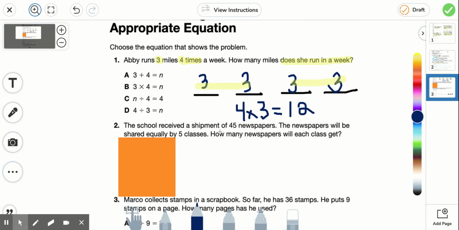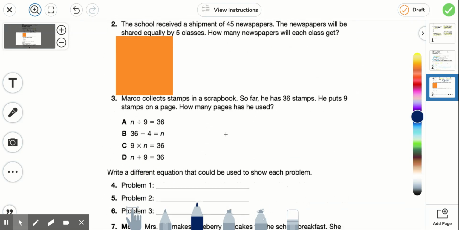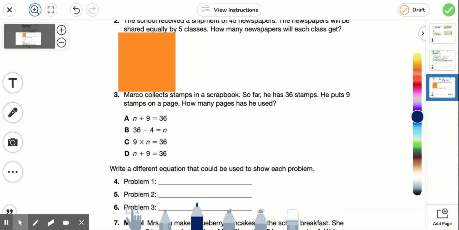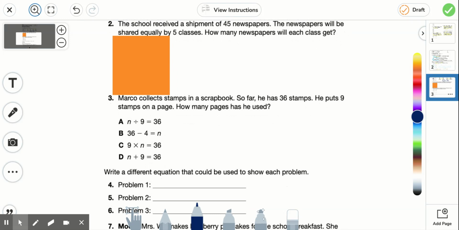Looks like the one that matches the best is 3 times 4, because that's the same as 4 times 3, isn't it? So I already know my answer. So when I go down to number 2, I'm going to do the same thing.